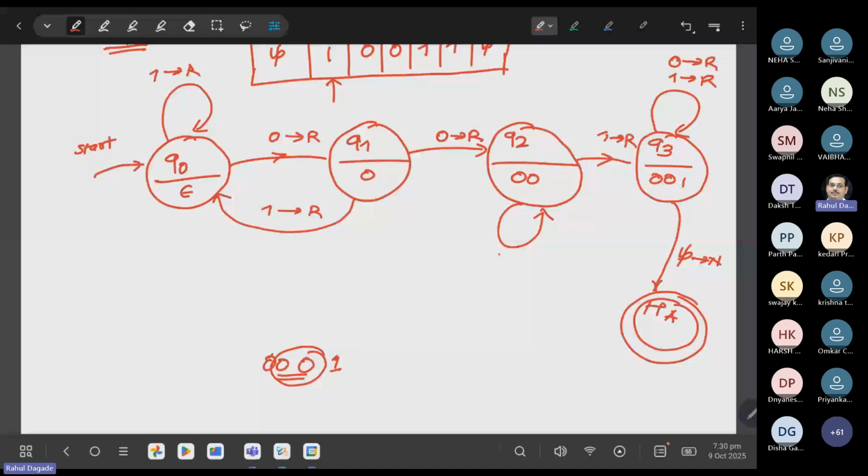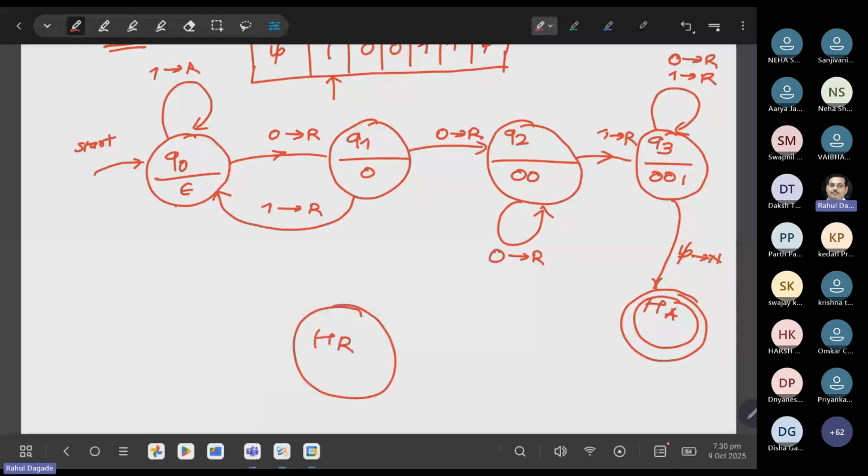Now, what is the condition for rejection? To reject the string, we have an HR state, which is a reject state. If I haven't got the substring 001, then I have to reject that string. That means in the Q0 state, if I get blank as input, then reject it. In the Q1 state, if I get a blank input, then also reject it. And in the Q2 state, if I get a blank input, also reject it.